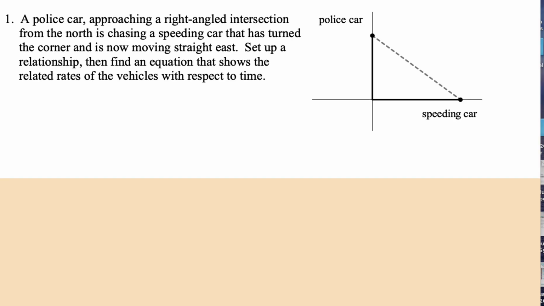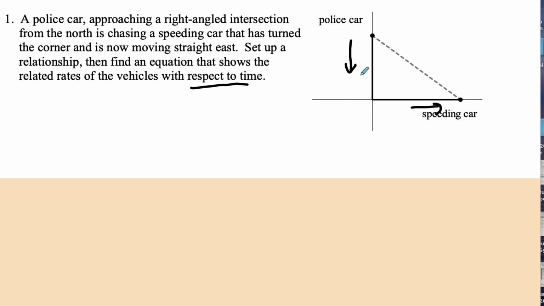Let's take a look at a problem where a police car is approaching an intersection. So the police car is approaching this direction and a car is speeding up in this direction. And we would like to set up a relationship that finds an equation that shows the related rates of the vehicles with respect to time.